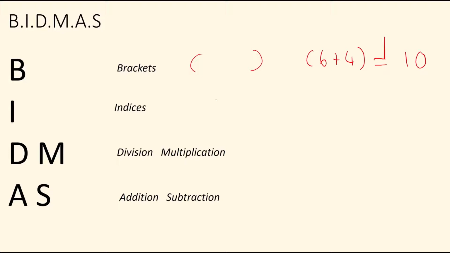Indices, these are to the power of. So for example, 5 to the power of 2 doesn't mean 5 times 2, it means 5 times 5. Or you might have something like 5 to the power of 3, which is 5 times 5 times 5. They've got the next level of priority. And then division and multiplication, they have the same level of priority.